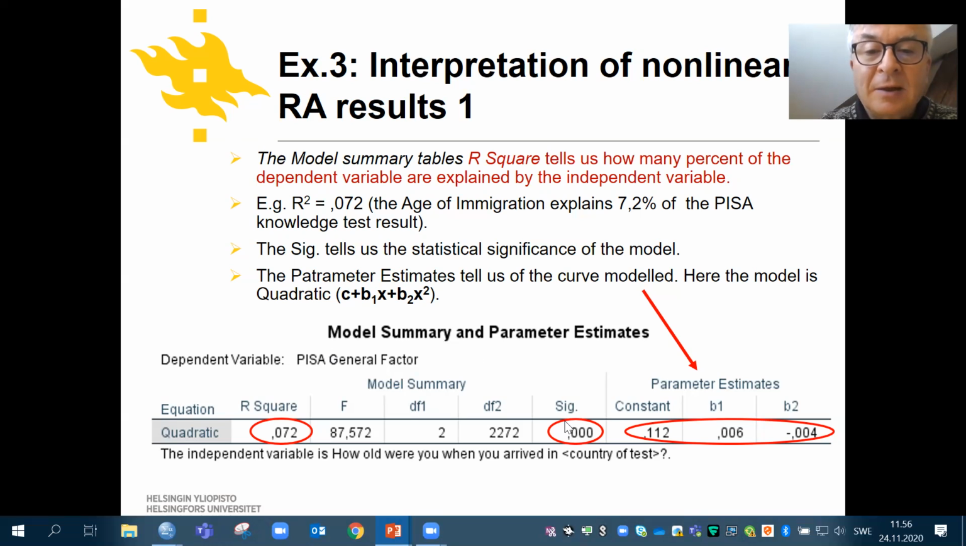It is significant, and the R squared tells us precisely the same as previously. So it tells us how many percent of the dependent variable is explained by the independent variable, but this time in a curvilinear form. And since we see here that it is negative, we can say that, okay, it's U-shaped but downwards opening.